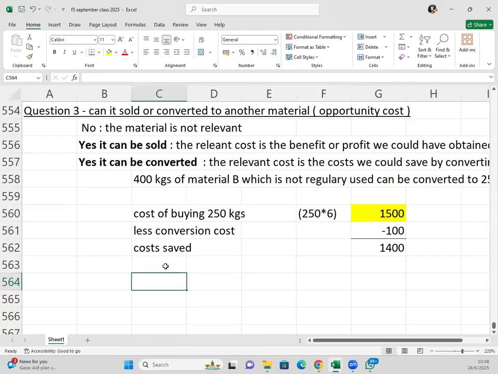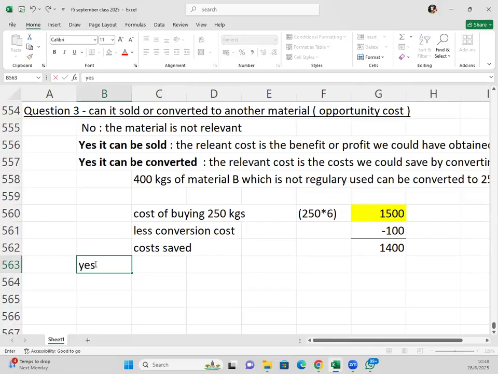So the cost saved is the relevant cost. Then the last answer is yes, it can be sold or converted. If there are two options, you can sell or convert. The relevant cost is the option with the higher benefit. It can be sold or converted. I'll give you an example where we can apply, I think, all these cases.